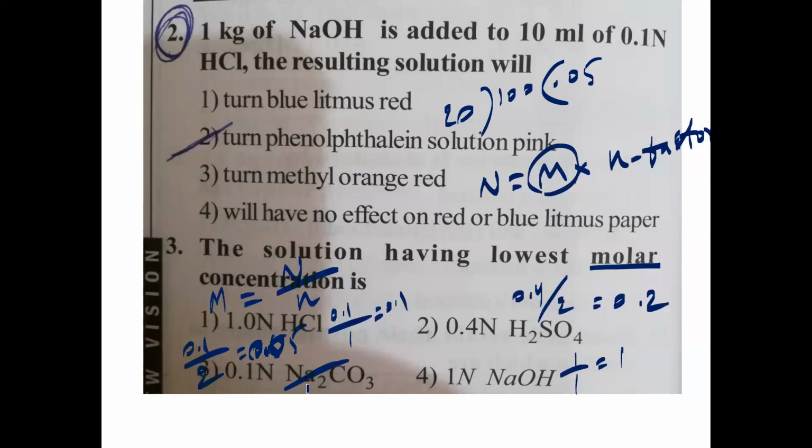0.05 molar Na2CO3 will be having very less molarity. That is 0.05. 0.05 molar Na2CO3 solution is the least value here. Is that clear? So the answer will be the third option. Is that clear, my concept? So like this, we have to understand the concept here. Okay, next.